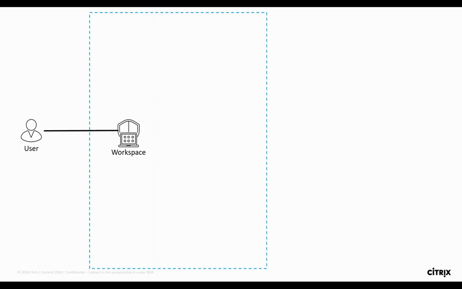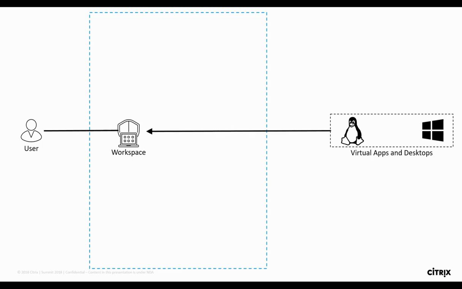So what we're trying to do is we want the user to access the workspace experience that's running in Citrix Cloud, and we need to be able to pull in our on-prem virtual apps and desktop environment, our on-prem XenApp and XenDesktop environment into our workspace. So we've got to figure out, how do we do this?